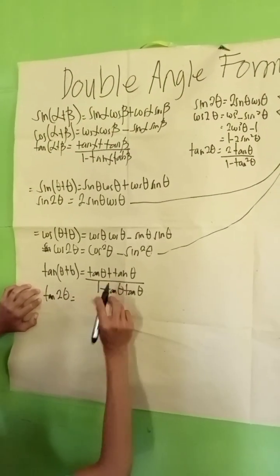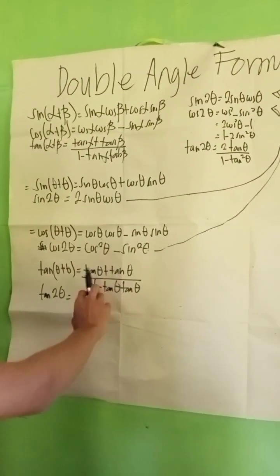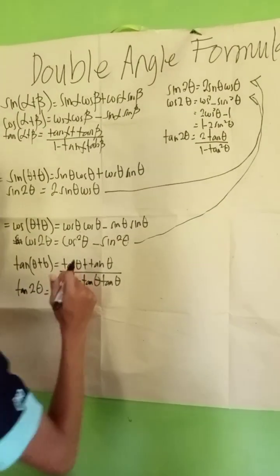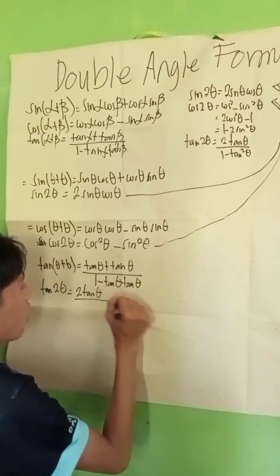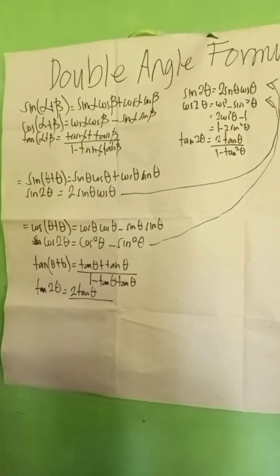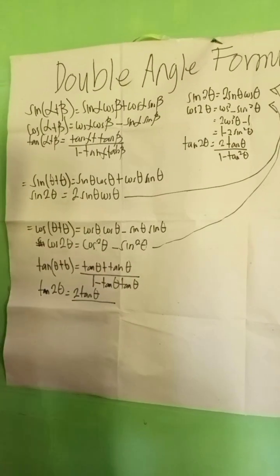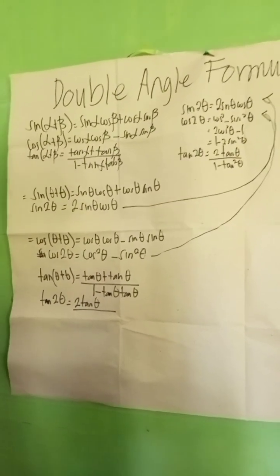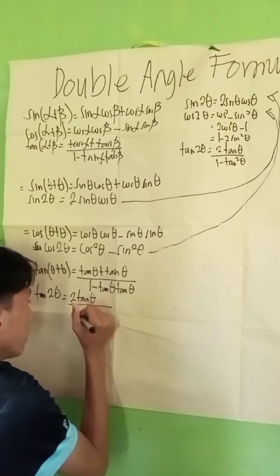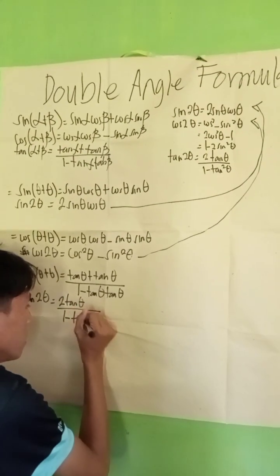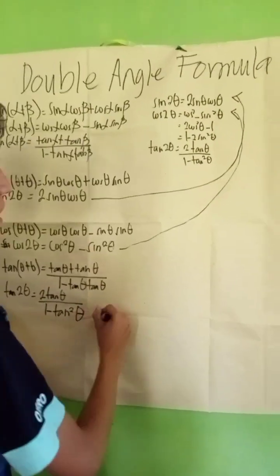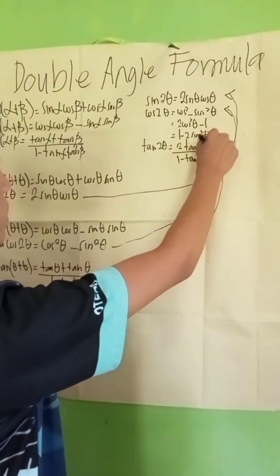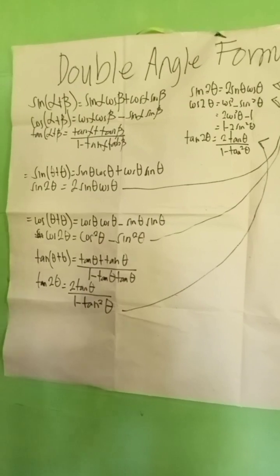And then tan theta plus tan theta gives us 2 tan theta, since there are two of them, over 1 minus tan theta times tan theta, which is tan squared of theta. So we have 1 minus tan squared of theta. So we get the third formula of the double angle formula.